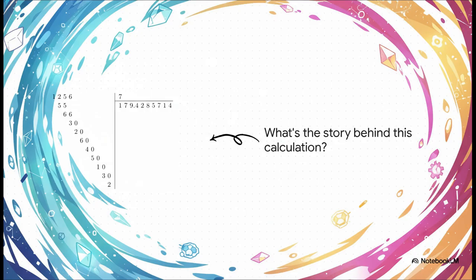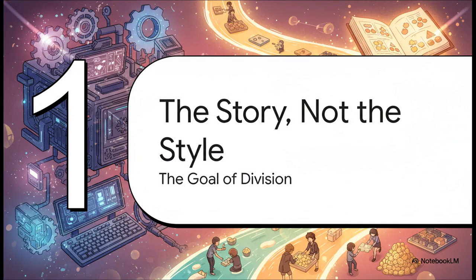What's with that vertical line and all those numbers kind of tumbling down the left side? It looks strange, but trust me, there's a really cool story happening right here. And that's really what we're going to dig into. We're not learning some brand new, crazy kind of math. Nope, we're just looking at it through a different lens. The way we write it down, the style, that's just a tool. The real goal is to get what division is actually doing.